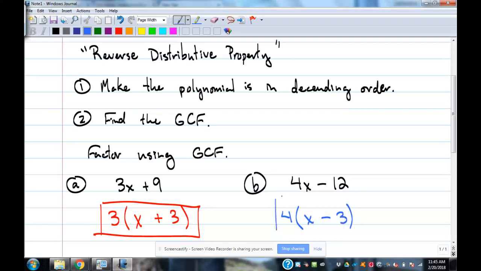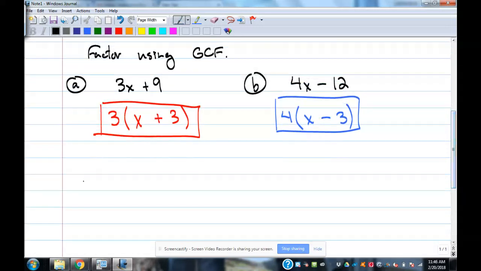X minus 3. Good job. So if we just see what I mean by reverse distributive property, that if we just distributed our answer, we'd get the original back. That's how you can check, do your distributive property, and it'll get you the original problem back. Let's look at another one.